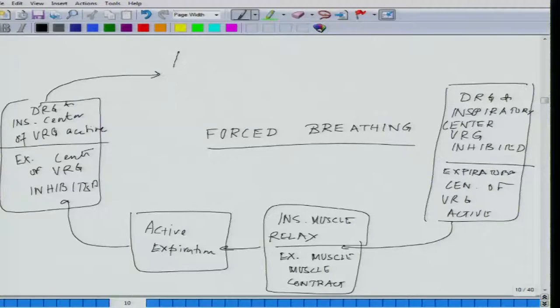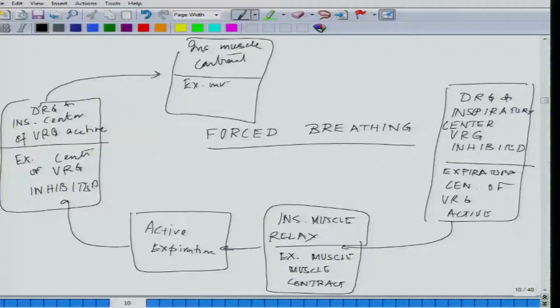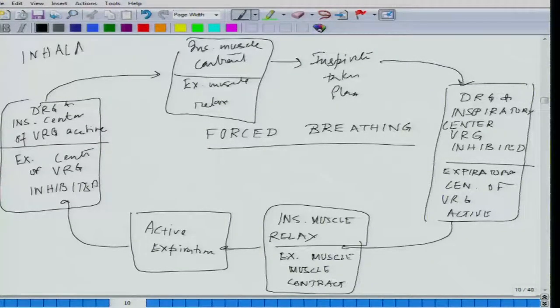followed by your inspiratory muscles contract, and expiratory muscles relax. This is where inspiration takes place, again followed by the sequence. So, this is a situation of inhalation, and here you have the situation of exhalation. So, this is a case of forced breathing and regular breathing, and this whole process is regulated both at the local and at the higher centers of the brain.